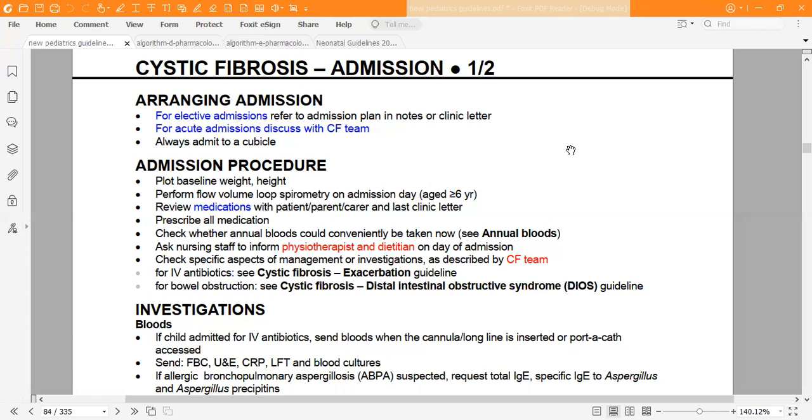Ask nursing staff to inform the physiotherapist and dietitian on the day of admission. So you have to involve the physiotherapist and the dietitian. Check specific aspects of management or investigations as described by the CF team. It's very important. For IV antibiotics, we will check the exacerbation guideline later, and we also have the bowel obstruction guideline, which is the distal intestinal obstruction syndrome, DIOS, guideline. We will read those as well.